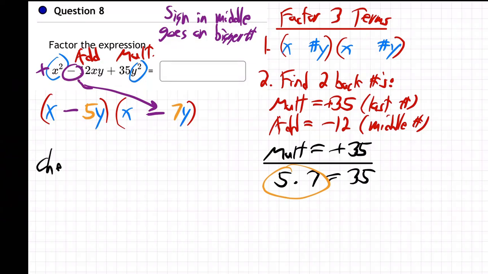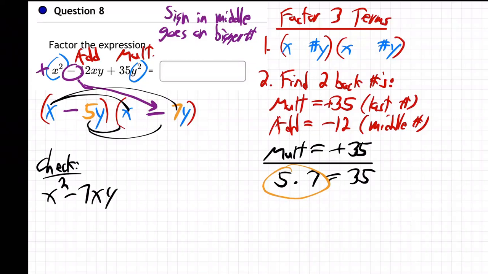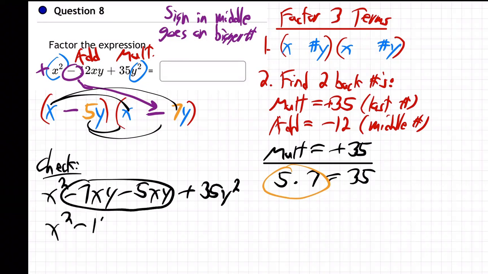You could check it if you're interested. It's not required, but I like to check it just to prove it's right. If I was to distribute, I'd get x squared minus 7xy. Remember how that works? First to both, second to both. Minus 5xy plus negative times negative, 35y squared. Then the two middle ones are like terms. We make minus 12. Check. See, it's right.